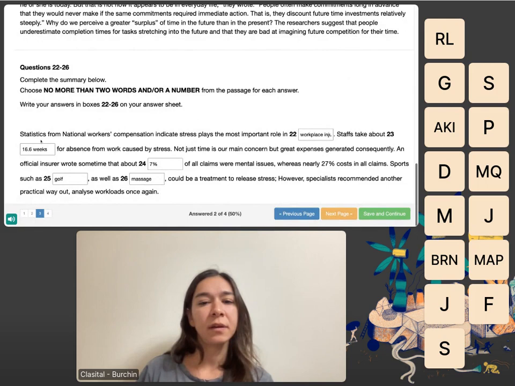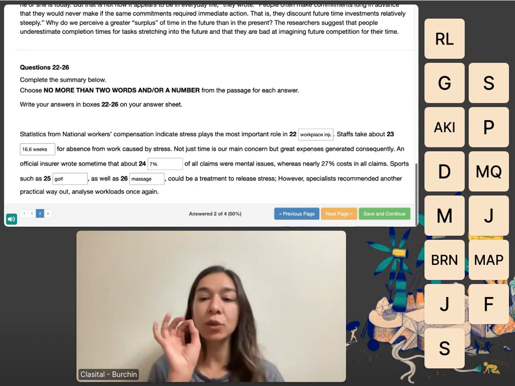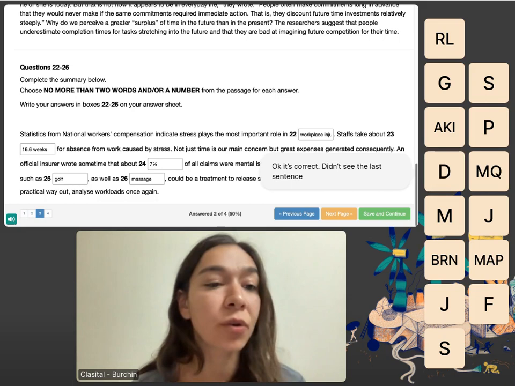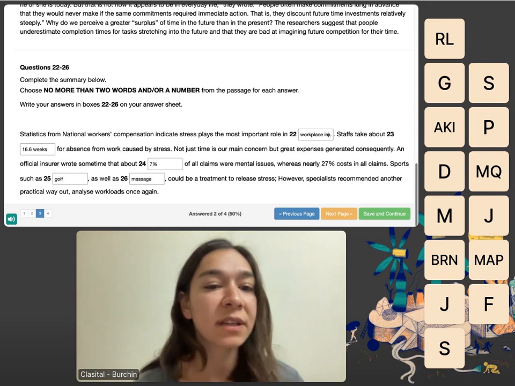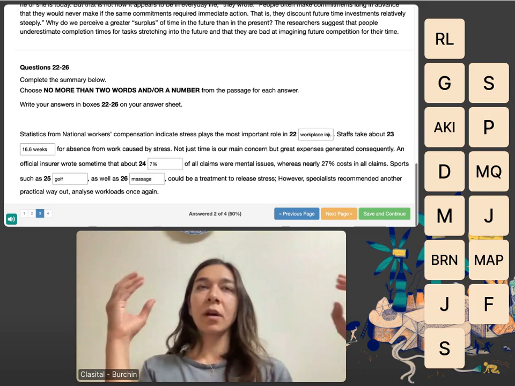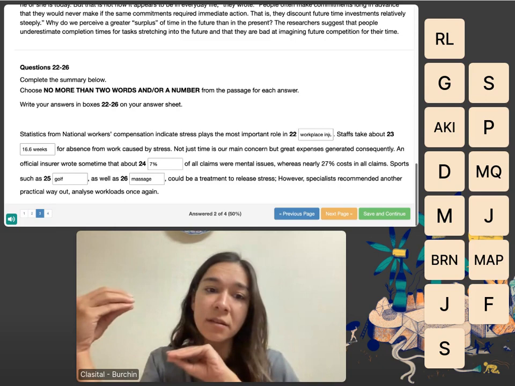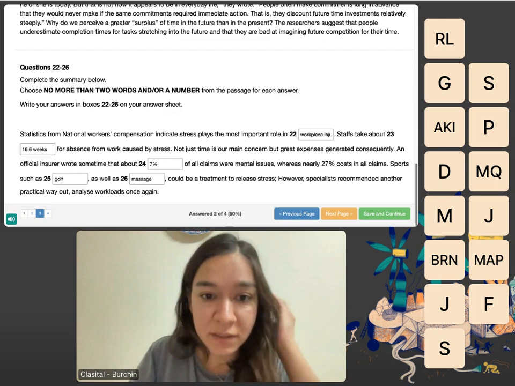Not just time, sports such as golf, it could be a treatment to release stress. However, specialists recommended another practical way out. Analyze workloads once again. Could be a treatment. I think here, let's look at the meaning. It says here, sports such as golf as well as massage could be a treatment. In here, could is used as there was a possibility of these ones being a way of releasing stress, but they are not. And in here, however, specialists recommended another practical way out, analyze the workloads once again.